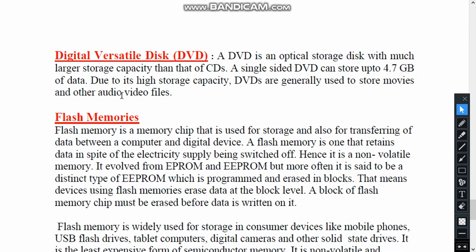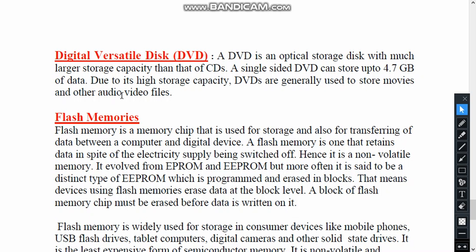Due to its high storage capacity, DVDs are generally used to store movies and other audio video files. So these are all your secondary memory: magnetic tape, magnetic drum, floppy disk, CD, DVD. These are all the secondary storage devices.